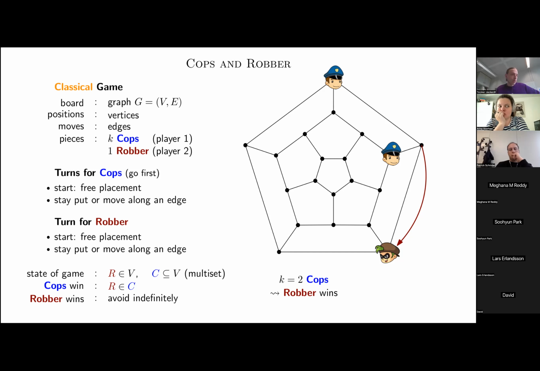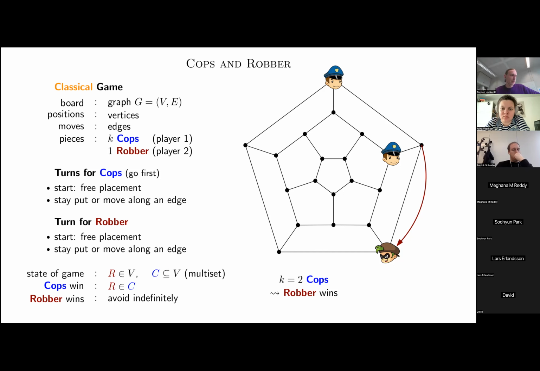By the way, when we talk about who wins, we always assume that both players, the cop player and the robber player, play perfectly. So they have complete information, they are arbitrarily smart, they can have time to compute whatever they want. So we assume perfect play. And under perfect play, there is exactly one case happening, either the cops win or the robber wins. So this is a robber win graph.